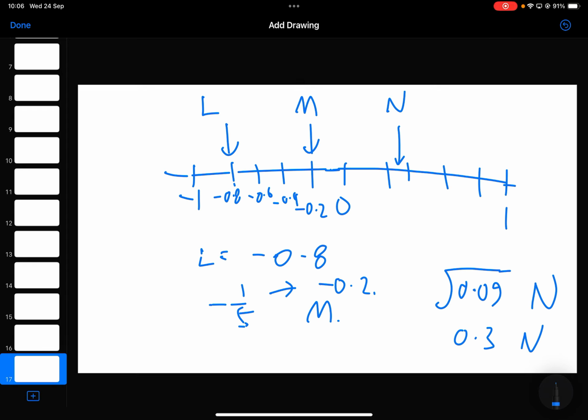Because each of these points is 0.2. You divide, there are how many parts? 1, 2, 3, 4, 5. So each of them is 0.2. So if you want 0.3, you go in between them. So the number line is like that only. Right side is positive, left hand side is negative. That is how you look for your values.